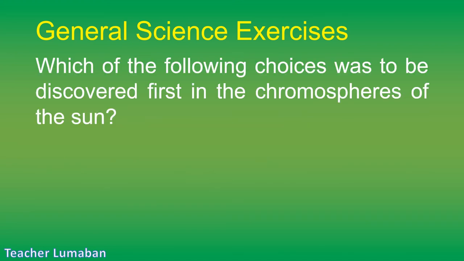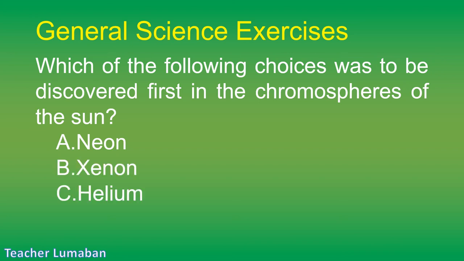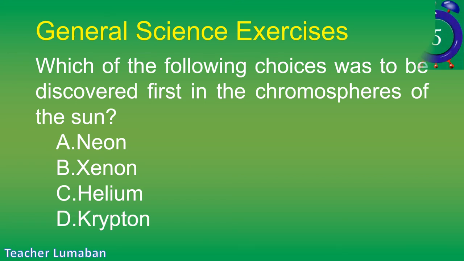Which of the following choices was first discovered in the chromosphere of the Sun? Letter A, neon. Letter B, xenon. Letter C, helium. Letter D, krypton. Choose the suitable answer to the following choices in 5 seconds.